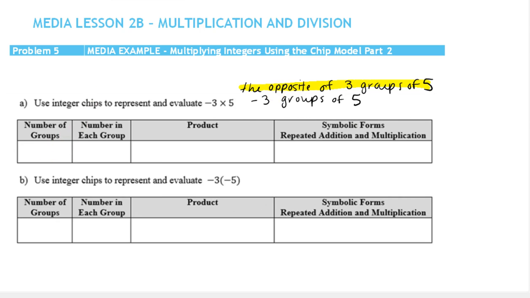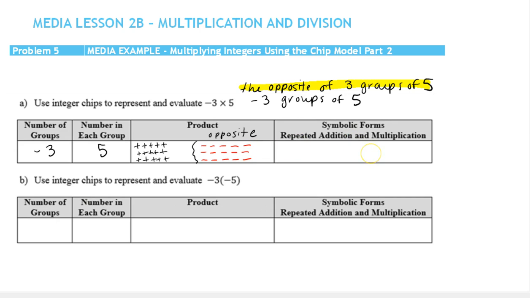So let's fill this out. So we're going to write -3 groups, because that is the first number, and 5 in each group. But we're going to start by writing 3 groups of 5. And then in the second half of this box, I'm going to take the opposite. So the opposite is basically changing all the positive signs to negative signs. So the opposite is 3 groups of 5 negative chips. So this will be our final result, 15 negative chips, or -15.